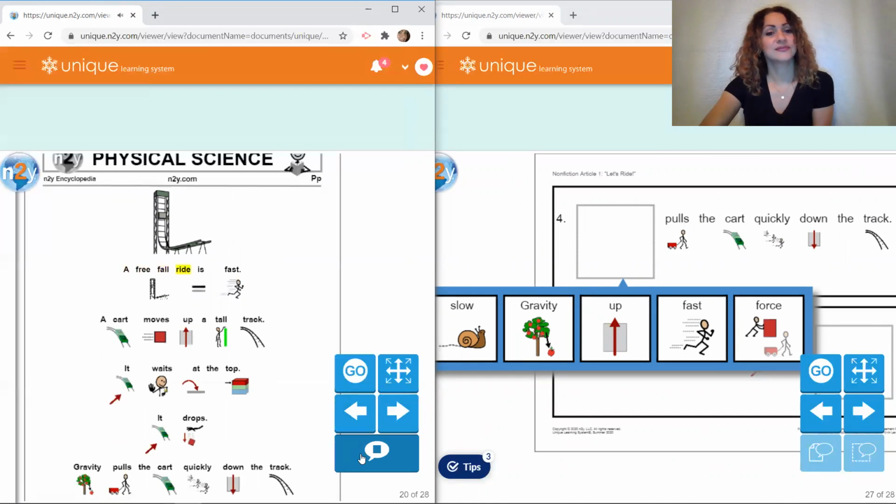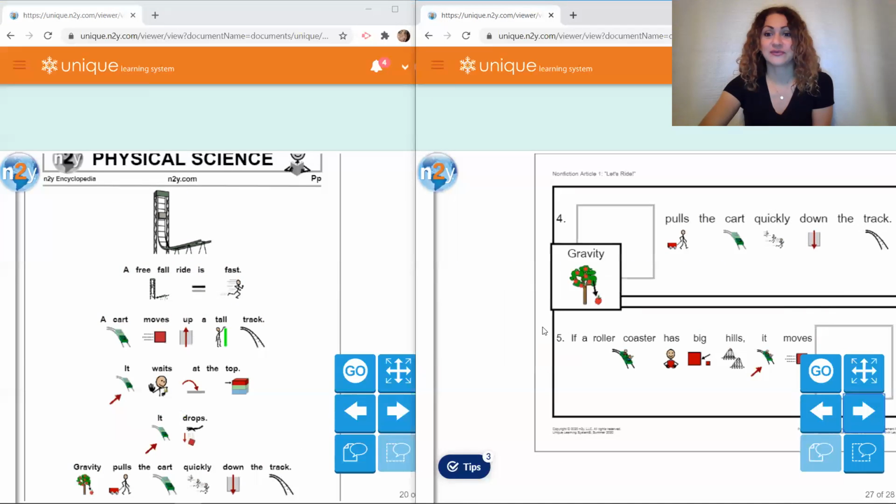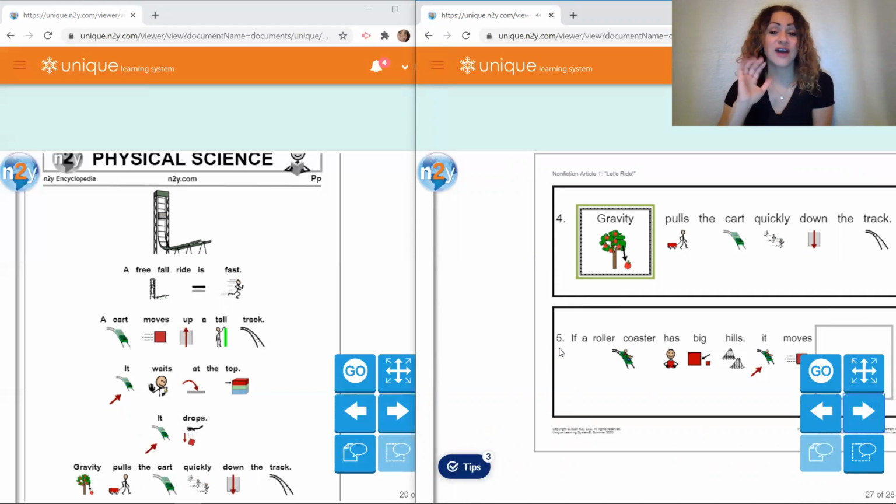A free fall ride is fast. A cart moves up a tall track. It waits at the top. It drops. Gravity pulls the cart quickly down the track. Gravity. Let's click on it. Awesome. Okay, question number 5.